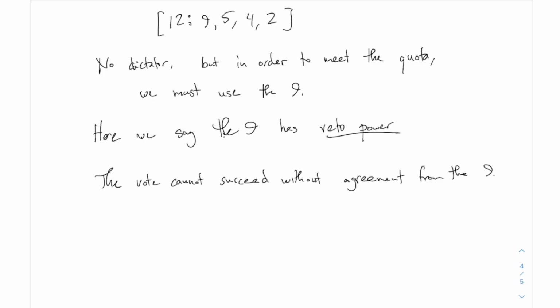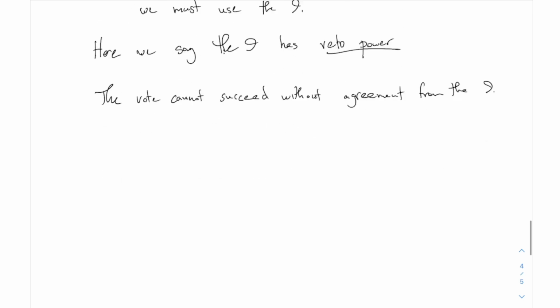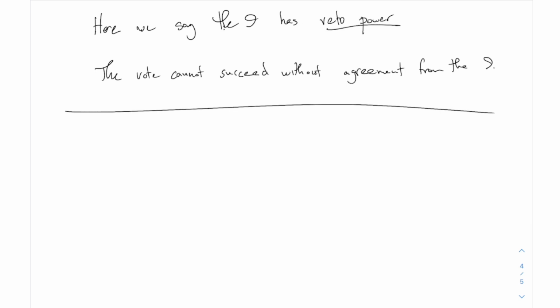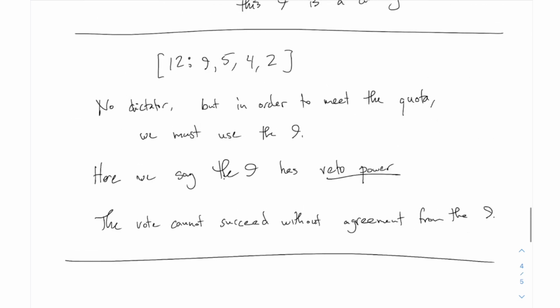It's very easy to tell who is a dictator. The dummies and the veto power, you got to look a little bit more carefully. But I want to do a bunch of examples. Any questions about those so far? Yes? So the example we just did, is there a dummy in that one? This is a good question. Are there any dummies in this one here? You have to look carefully.